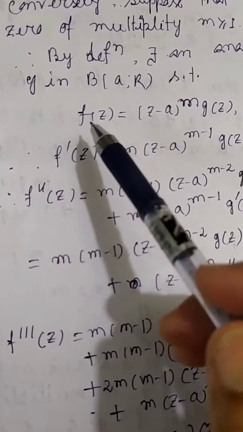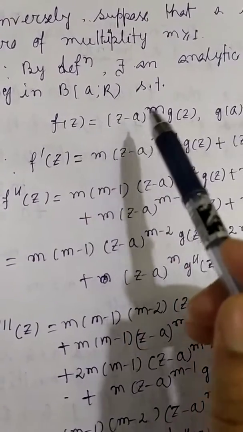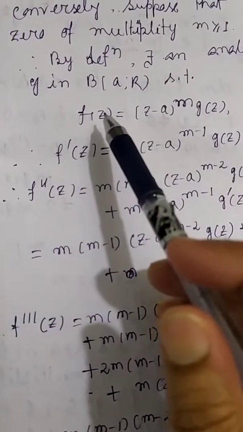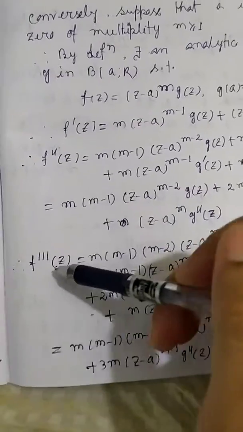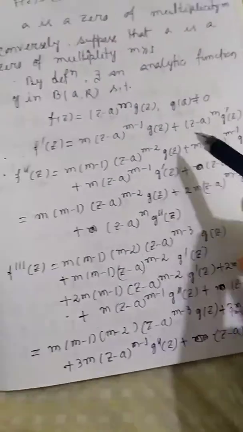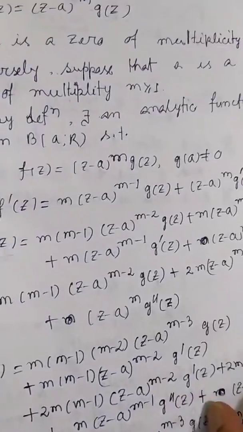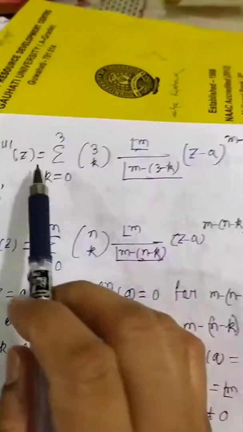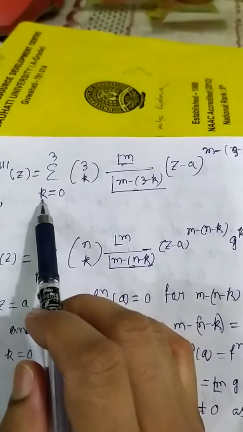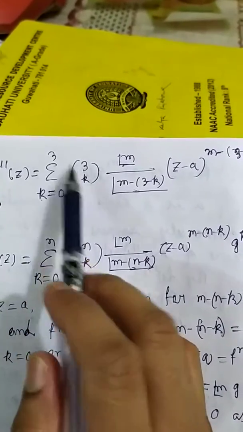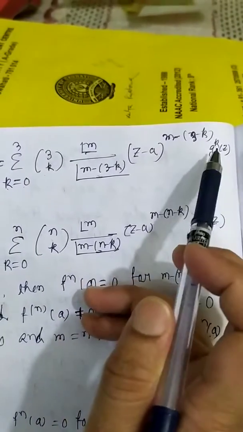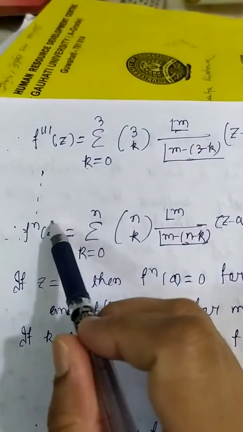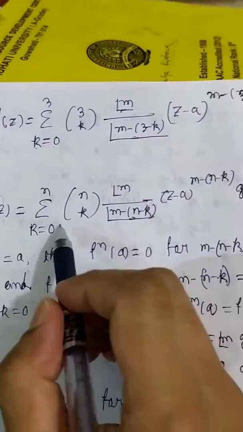So you can see f(z) is the product of two functions. I have found the first derivative, second derivative, and third derivative. So we just verify it. This third derivative can be written in this way. Similarly, the second derivative can be written with k from 0 to 2, something like that. So in general, you can write the nth derivative in this way.